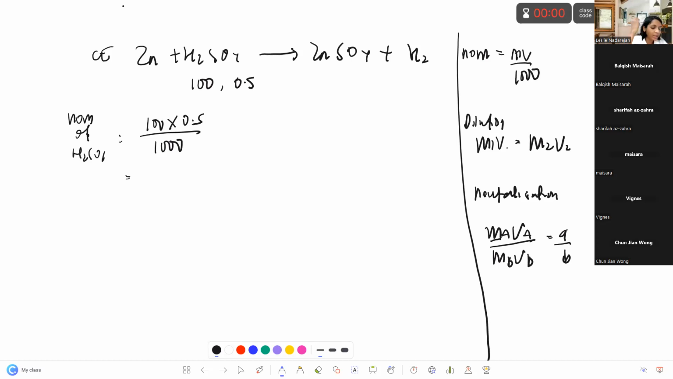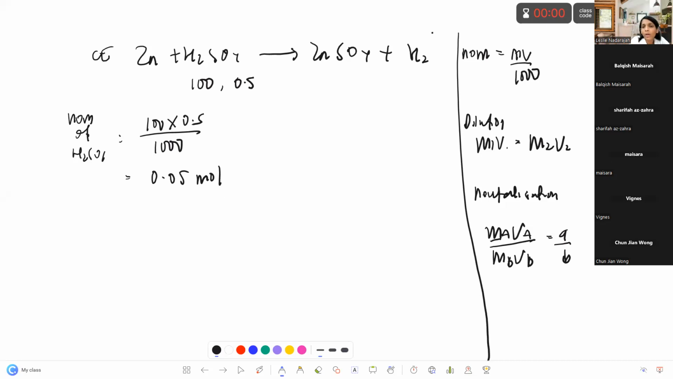If you press your calculator, class, you times this, what do you get? I want to hear your answers. 100 times 0.5 over 1000. Okay, correct. So I get 0.05 mole. That's for sulfuric acid. Good.